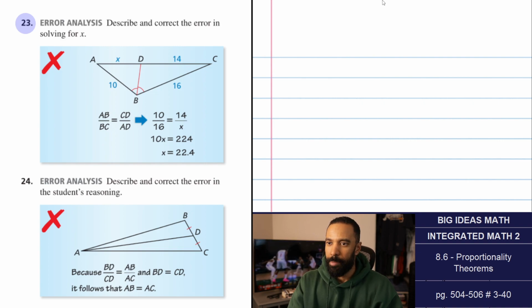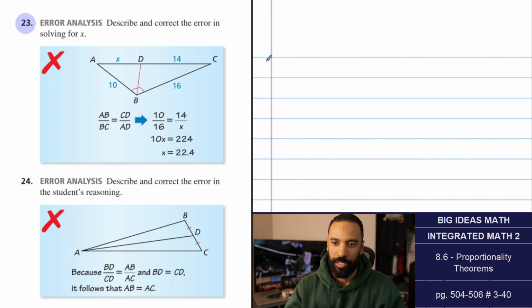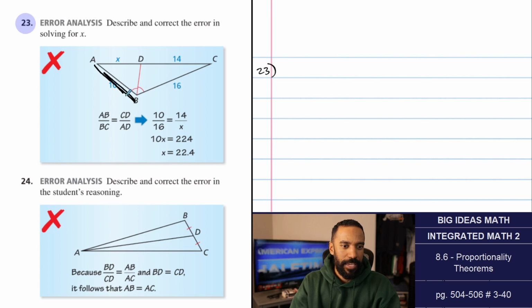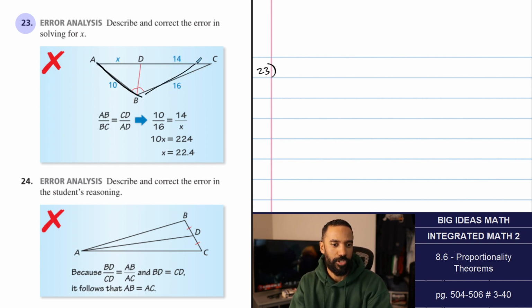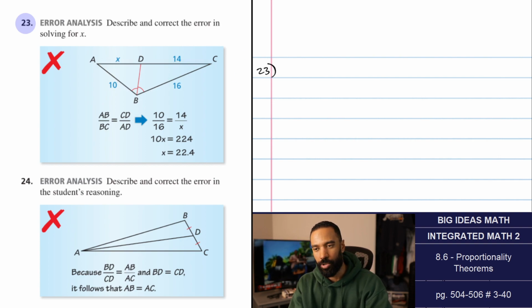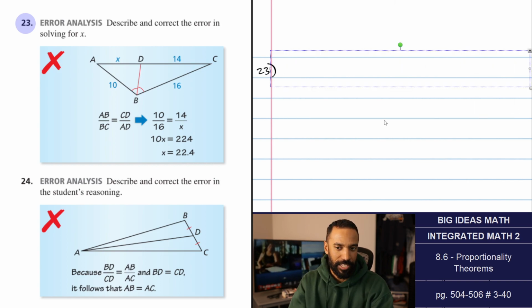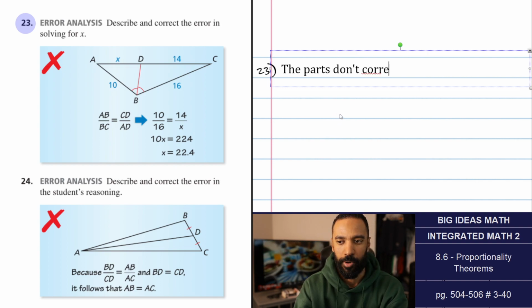Error analysis. Describe and correct the error in solving for x. I'm just going to guess they built an incorrect proportion. Let's see, number 23. They have AB over BC, nothing wrong so far, equals CD over AD, something wrong with that. Notice they went from left triangle to right triangle to start, that's fine, and then they did right triangle to left triangle. So the parts don't correspond. That's the main issue. That's as best as I can say it. You know, the parts don't correspond in the proportion.